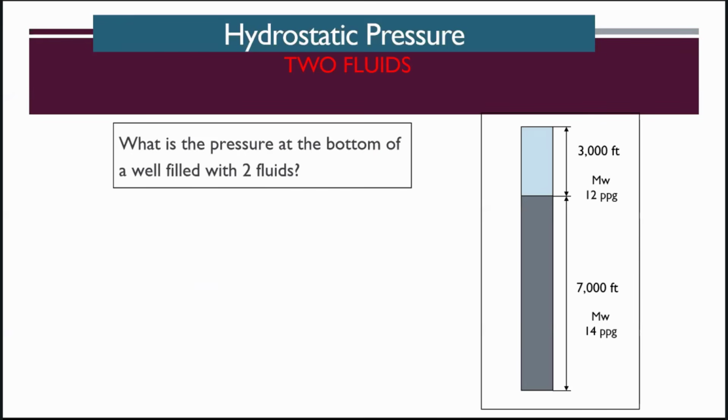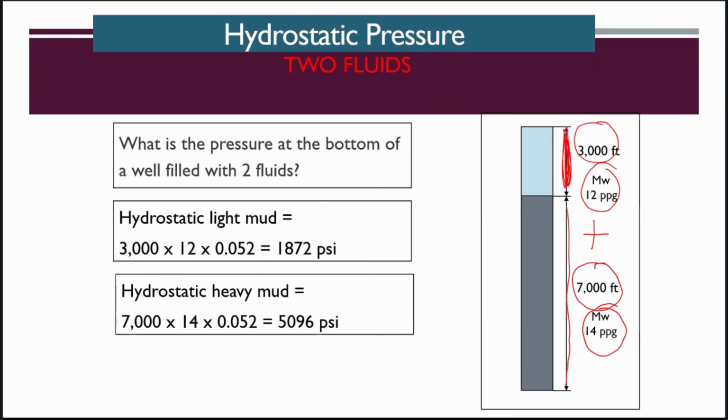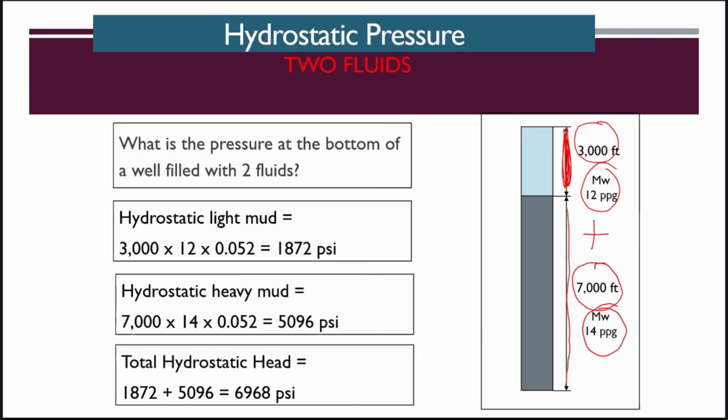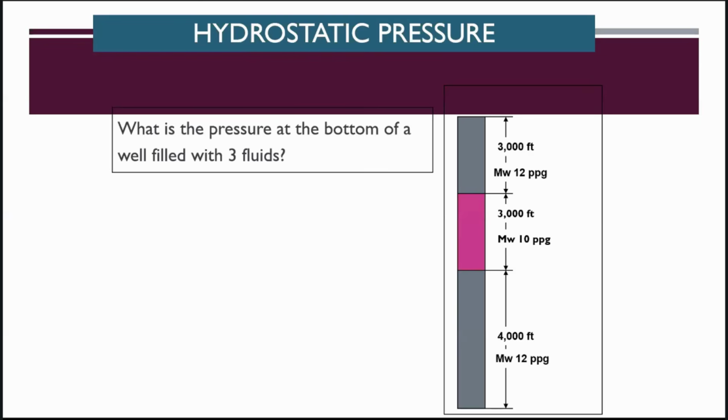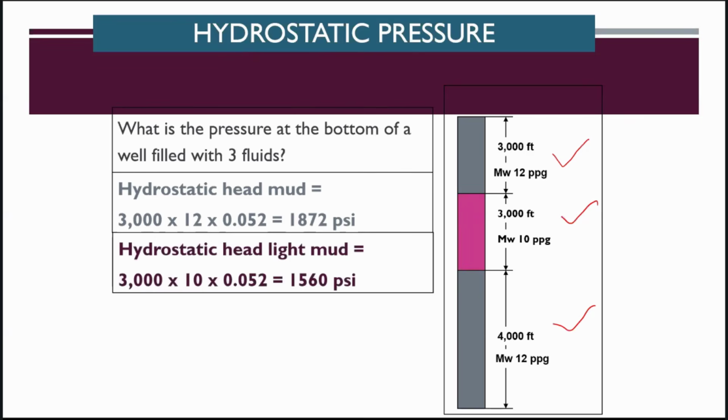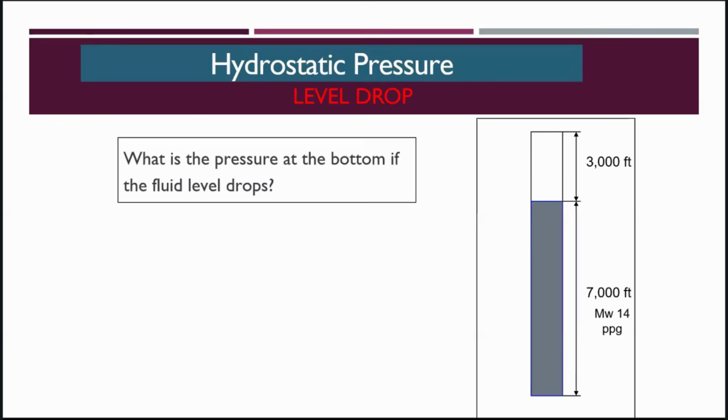If you have two types of fluid, then you find the hydrostatic head of one fluid: multiply its mud weight by 0.052 and its height. Then the hydrostatic head of the other fluid: multiply its mud weight and its height, and you add them to get the hydrostatic column of both. So as you can see, you have found the hydrostatic of the light mud and the hydrostatic of the heavy mud, and for the total hydrostatic head, you add both the pressures. Same if you have 3 columns, you find each separately and add them. So like this, you are calculating the hydrostatic pressure.